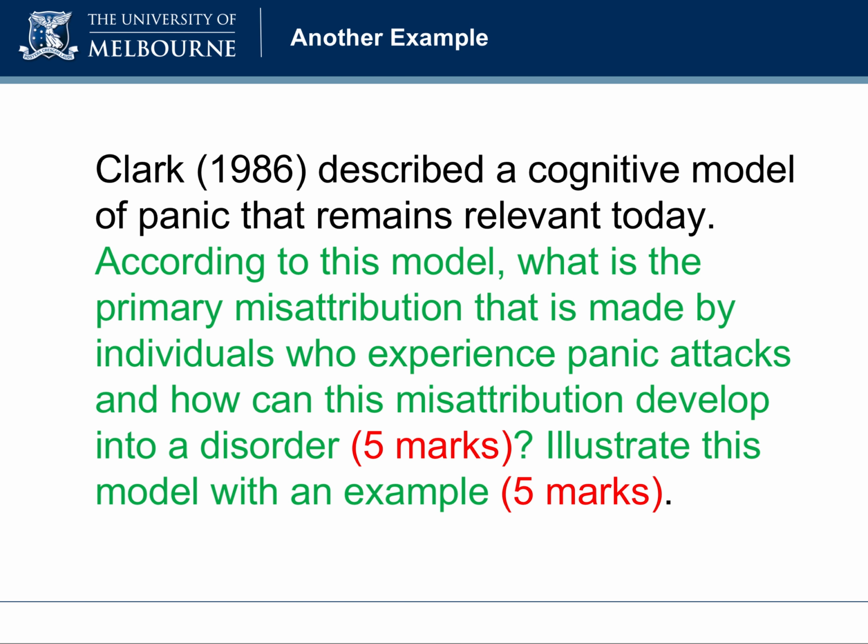And then the second part is to illustrate how that model might play out with an example. So firstly, we need to define and discuss what the primary attribution is that's made by those who experience panic attacks and how that can develop into a disorder, and then illustrate with an example. And you can see this is just two big sort of tasks you need to do here instead of many small tasks in terms of discussing features of postnatal depression in terms of risk factors.